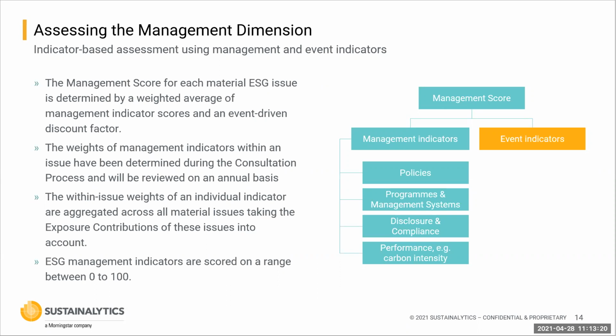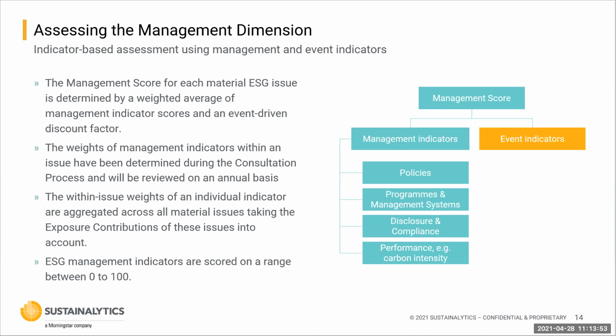And because we're looking at management indicators, in this case, the scores are from 0 to 100, with the highest being the best. So there's an event indicator on the right-hand side of that diagram. There's an event indicator, and that's related to controversies. So controversies play an important role in adjusting management scores when a company is involved in an incident or a controversy.